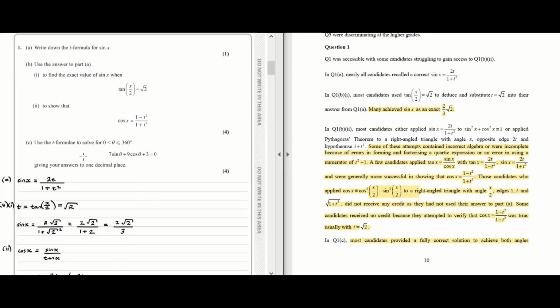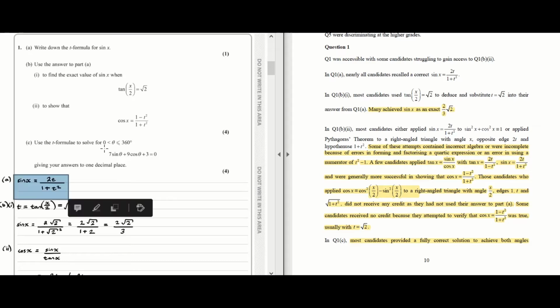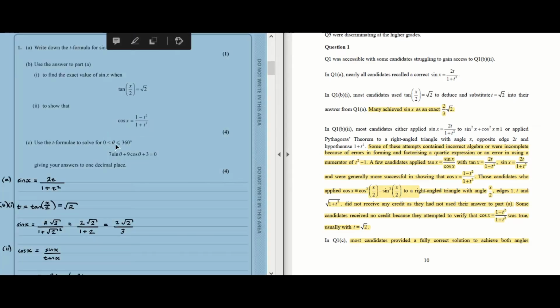For part A, a lot of people were successfully able to recall the formula for sin x in terms of t. For the first part of part B, most candidates substituted their value of t equals root 2 into sin x, and they got the correct answer 2 root 2 over 3, which is well done. For the next part, however, that proved to be a bit more difficult. Remember, the question said use the answer to part A, so we had to use what we had over here to show we get this result here.